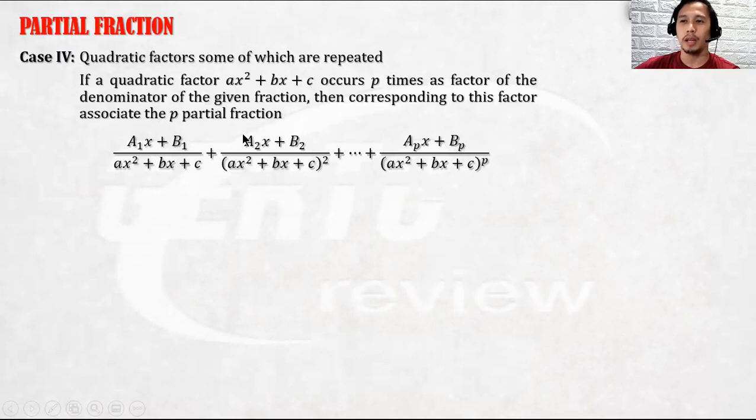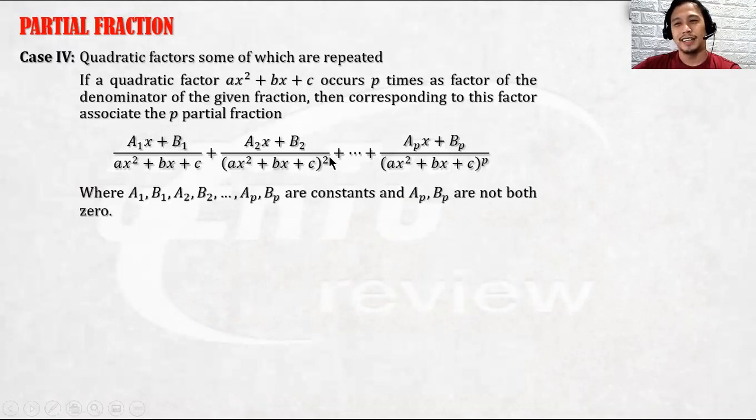Of course, the numerator is still in the form of a linear expression, ax plus b. Okay, so dapat there are p fractions, and pwede these are both 0 dito, for x squared. Pwede rin ito yung 0. Pwede isa lang yung 0. So ganun yan. Okay. So where A, B, A1, B1, A2, B2, up to Ap, Bp are constants, and Ap and Bp are not both 0.